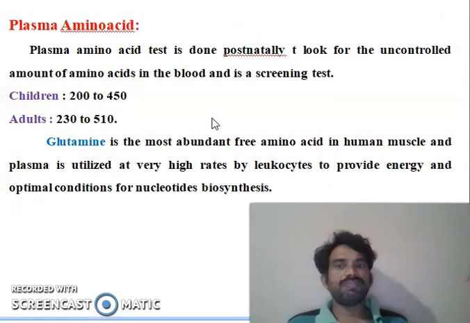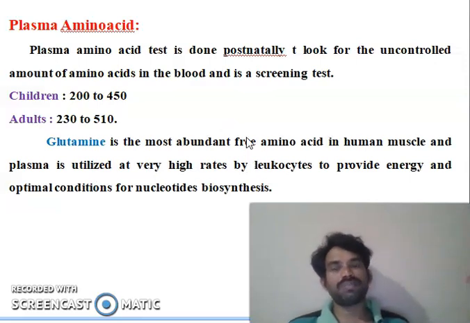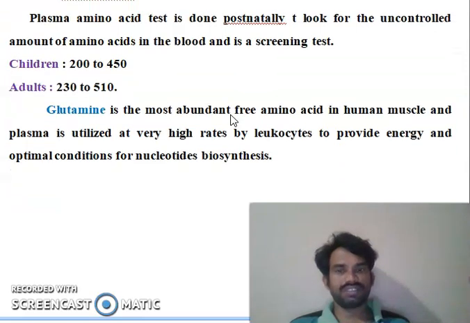Next one, plasma amino acids. This is a biological technique for the number of amino acids present in the blood. You can use it as a diagnostic technique, and glutamine is one of the most abundant free amino acids in human muscles, and in the plasma it is utilized at very high rates by eukaryotic cells to provide energy and optimal conditions for nucleotide biosynthesis.